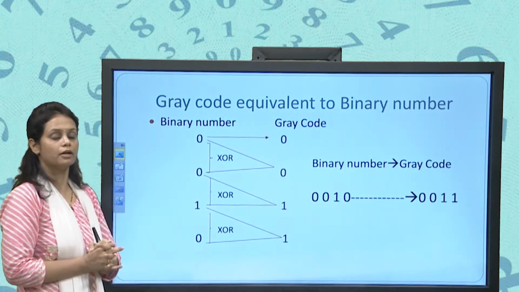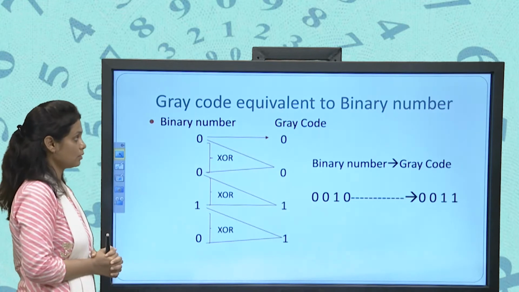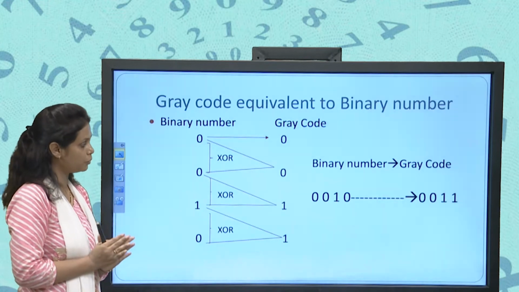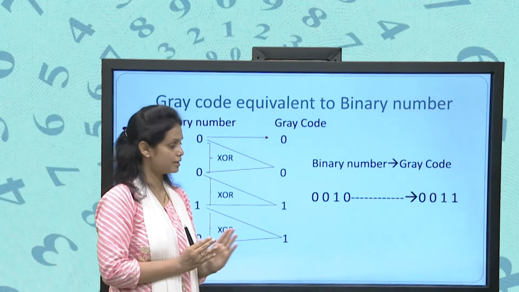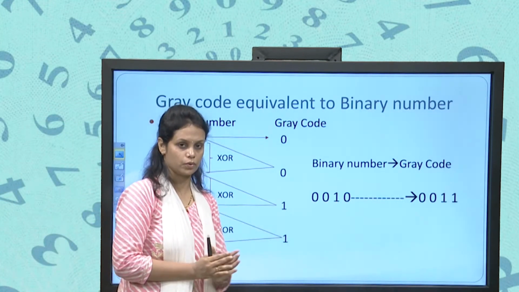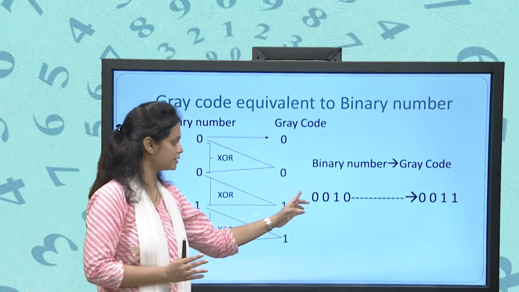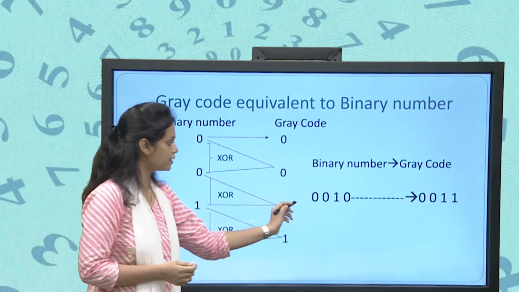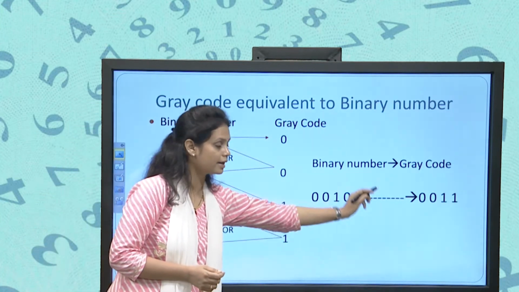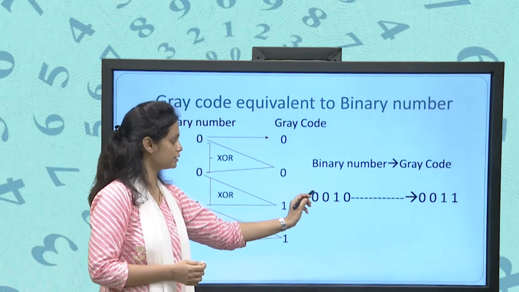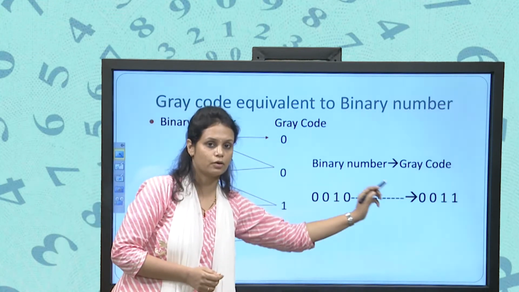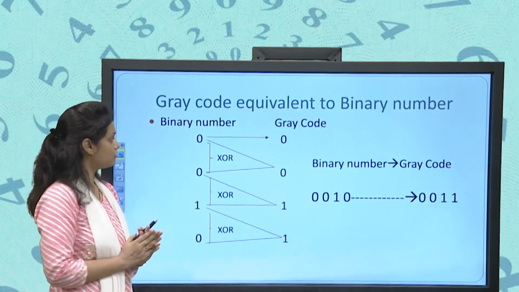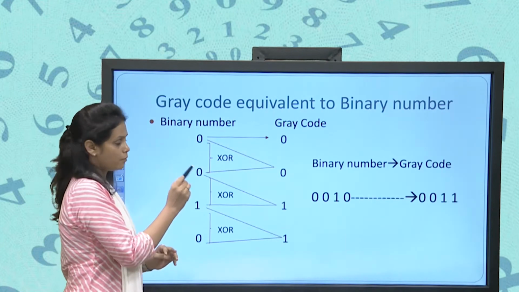I am repeating the whole procedure. We want to convert a binary number. First of all, what is the input? The input is one binary number, 0010. And what do we want to find? We want to convert this binary number to the gray code. So what will we do? First, what is the procedure?